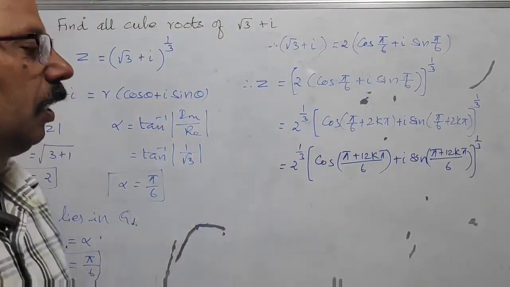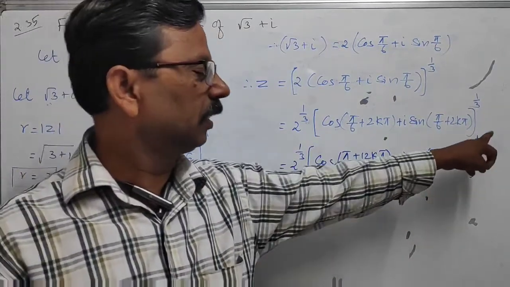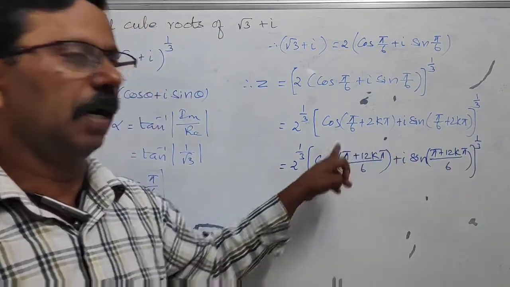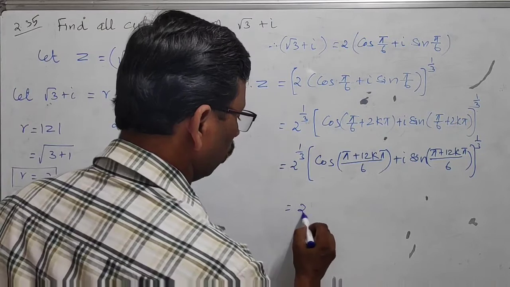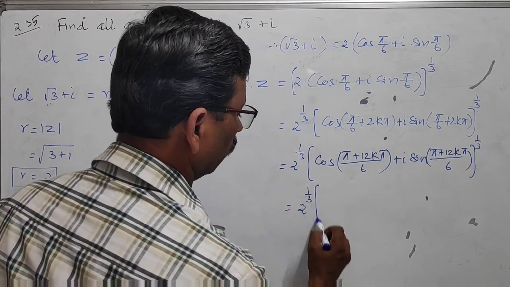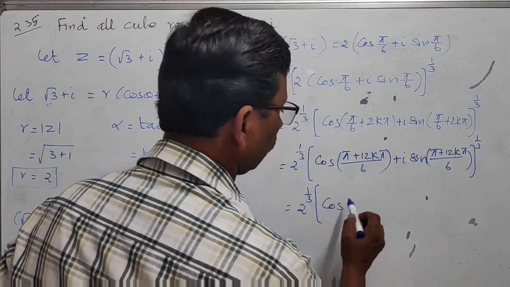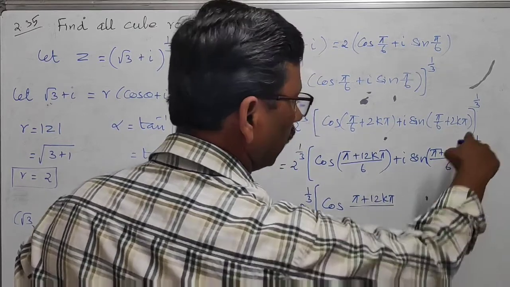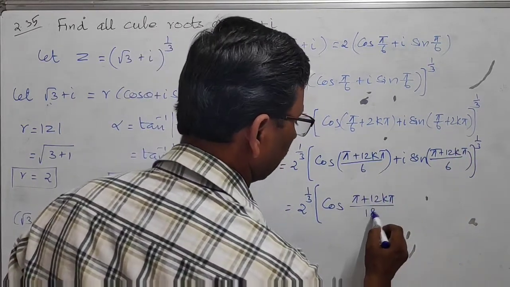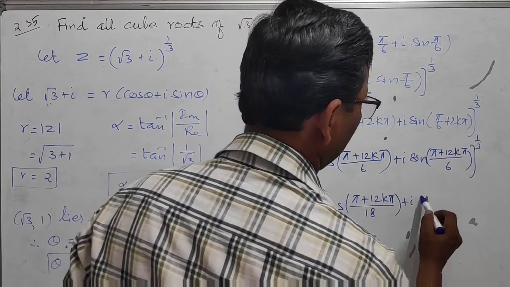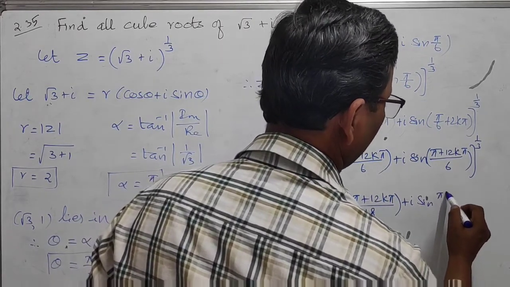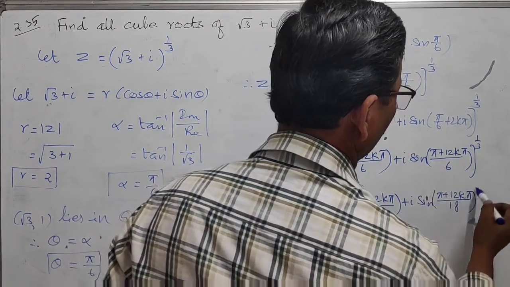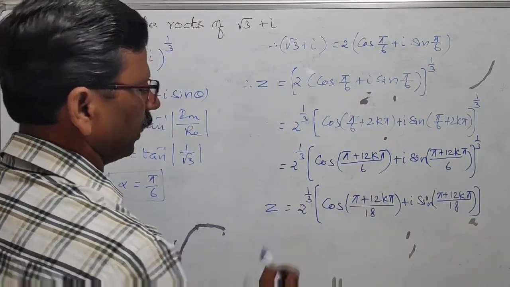After writing these things, you can apply De Moivre's theorem. Applying De Moivre's is nothing but you have to multiply this power 1 by 3 with this argument. Therefore, you will be getting 2 power 1 by 3 into cos of (pi plus 12k pi) by 6 into 3, that is 18, then plus i sin of (pi plus 12k pi) by 18. Now that's all. Now this is equal to z.